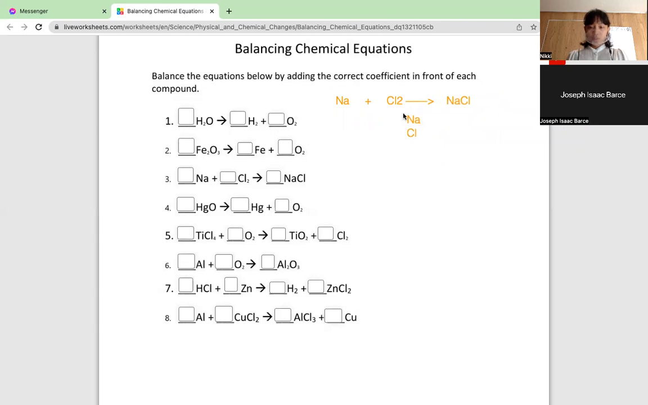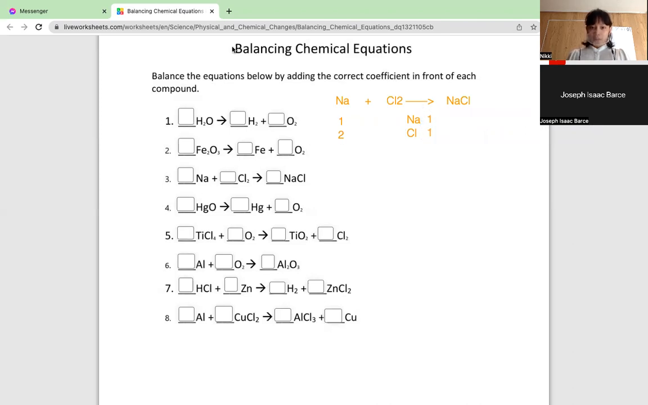Yes, sodium and chlorine. Now, let's look at the left-hand side of the equation. How many sodium atoms do you have? Ano yan? 1. One. How many chlorine atoms do you have? 2. Right. Now, let's look at the right-hand side of the equation. How many sodium atoms do you have? 1. How many chlorine atoms do you have? 1. One. Okay.